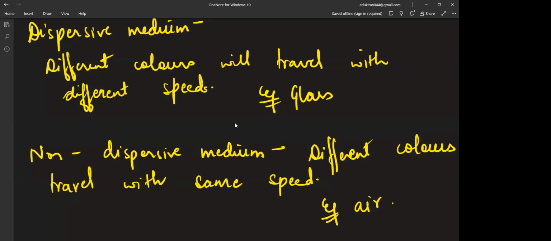Otherwise, see, white light is present everywhere. Why don't we see dispersion occurring every time, everywhere in front of our eyes? Because in air, dispersion doesn't occur. But whenever you have glass, you must have seen rainbow formation and all. This is all because of dispersion. Write down these 3 points as well.